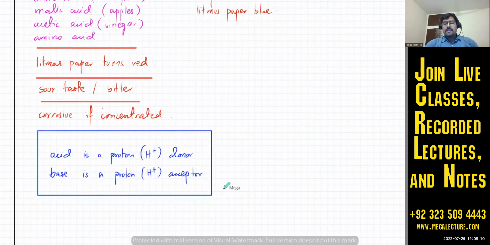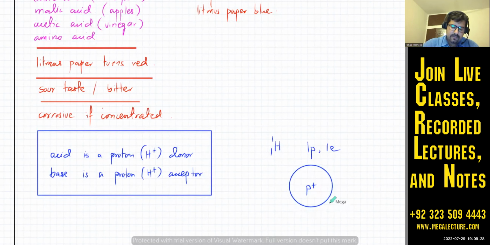Why do I call an H plus 1 ion a proton? Because a hydrogen atom only has one proton and one electron. So there's one proton in the middle with a positive charge, and you've got one electron on the outside, right? That's what a hydrogen atom is.